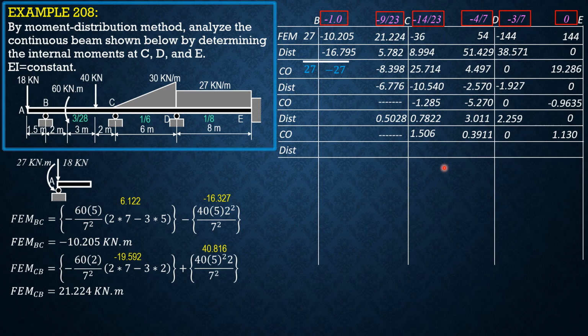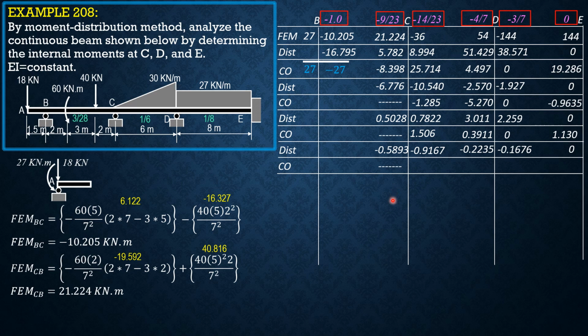Half of negative 0.2235 is negative 0.1118. Half of negative 0.9167 is negative 0.4584. Half of 0 is 0, half of negative 0.1676, negative 0.0838. Then distribute negative 0.1118 times negative 9 over 23, put the value here, 0.04375. Replace negative 9 by negative 14, put the value here, 0.606805. Negative 0.4584 times negative 4 over 7, negative 0.2619. Replace negative 4 by negative 3, 0.1965, then 0.